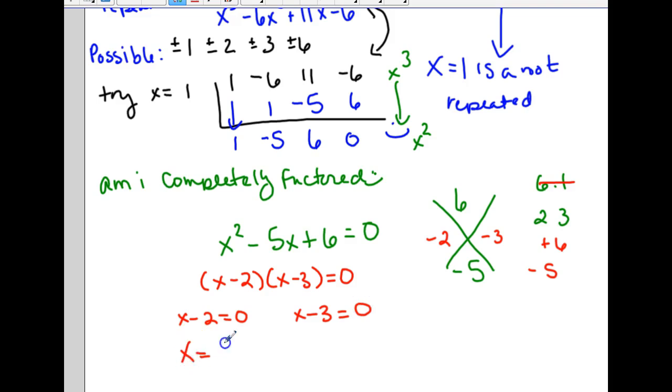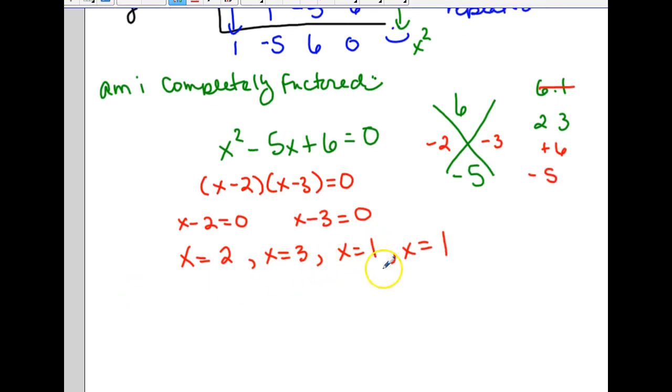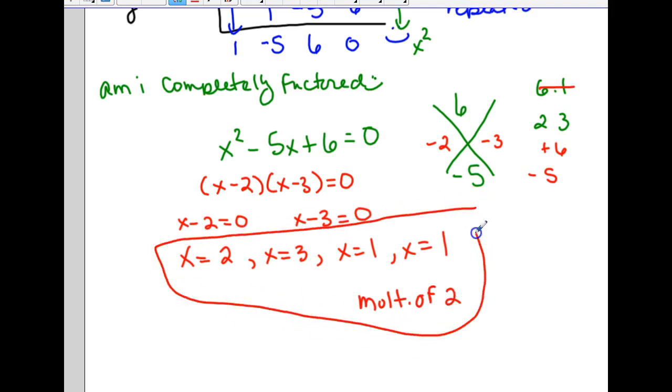So I get x equals 2. I get x equals 3. And don't forget, I got x equals 1 earlier. X equals 1, doesn't that guy have a multiplicity of 2? Do I have 4 answers here? I do. I'm really, really happy. I'm going to do a yippee. Okay? That's how we find all the roots of a polynomial.